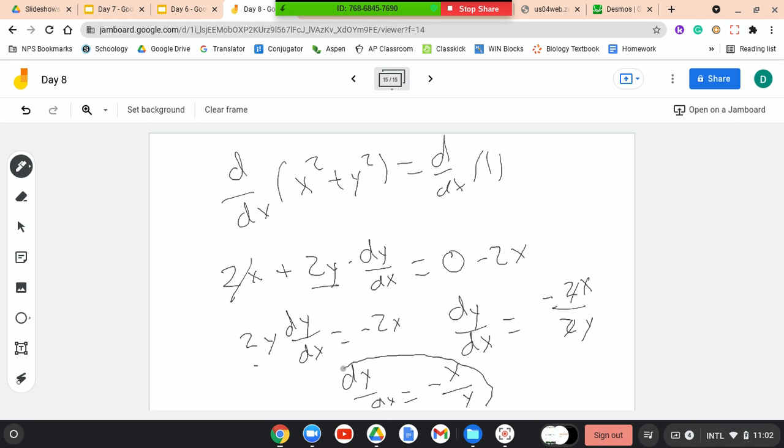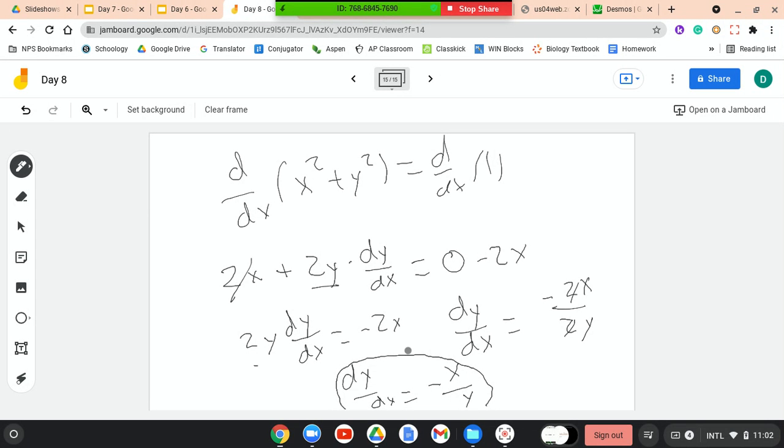And what does dy/dx mean? Does it tell us the slope at a certain point? Yeah. Exactly. It's negative x over y. So if I wanted to find the slope of the circle at some point, I would take the negative x coordinate and divide it by the y coordinate. And we just showed the process for doing that and why it works.